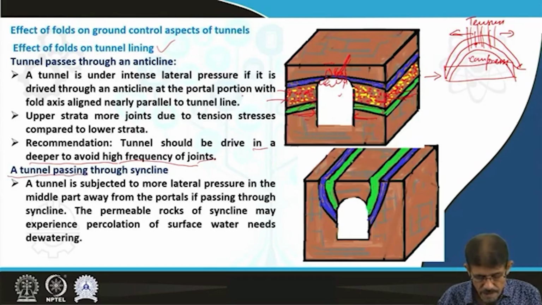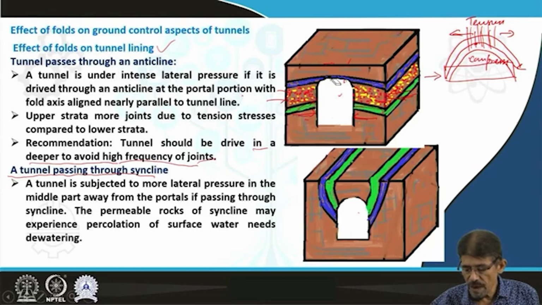When the tunnel passes through syncline, although the rock type of the anticlines lying at the top is competent enough, due to traverse of joints in case of anticlines some rock mass becomes weaker in nature, and due to weaker nature there is a possibility for the fall of material inside this.